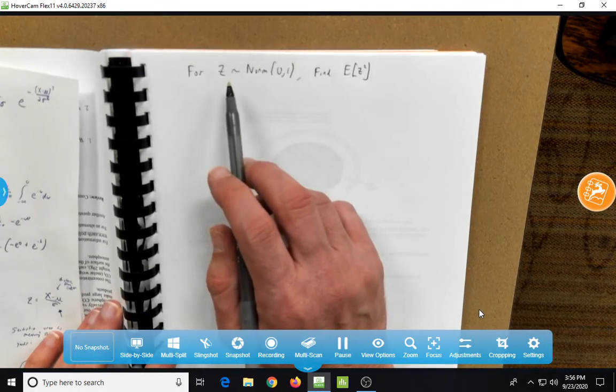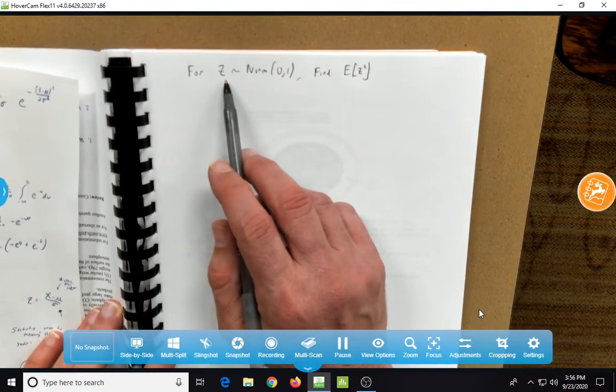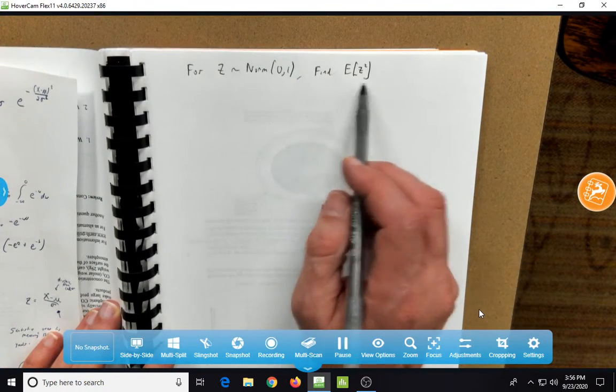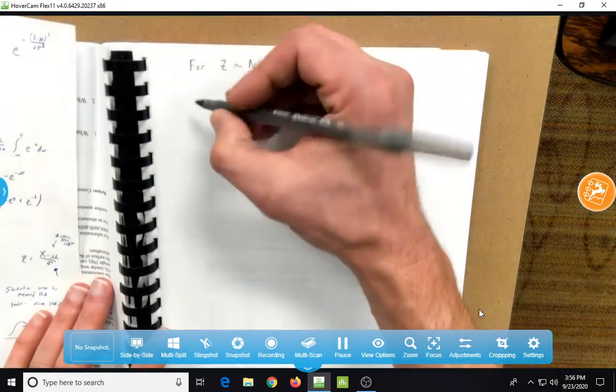Let's show for the standard normal distribution Z, that's a random variable, then E of Z squared is going to be some value that we want to find out. So let's go ahead and calculate that.